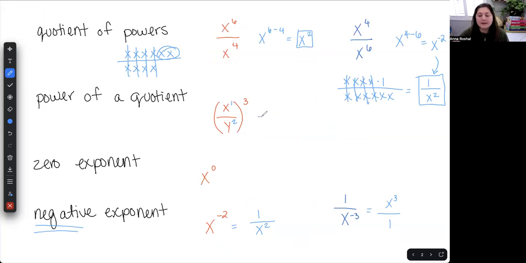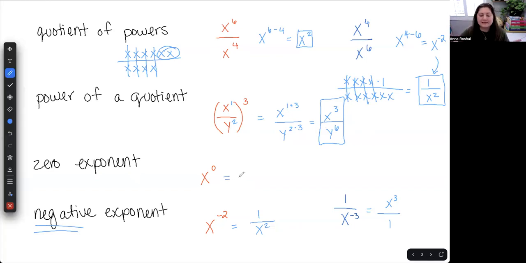So what's going to happen in here is I'm going to have x to the first power times 3 over y to the second power times 3. And I'm going to end up with x to the third, y to the sixth as my final answer. So all I'm doing is distributing, but I really don't like to use those words because you're not really distributing. Distributive property is a little bit different. So maybe applying, okay?